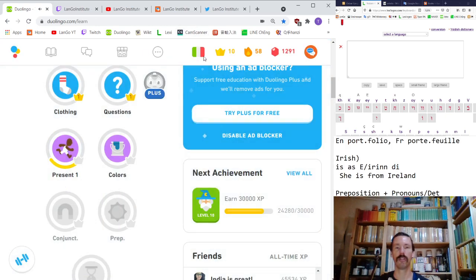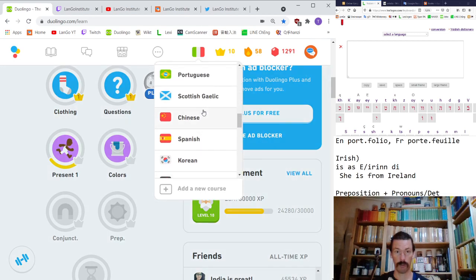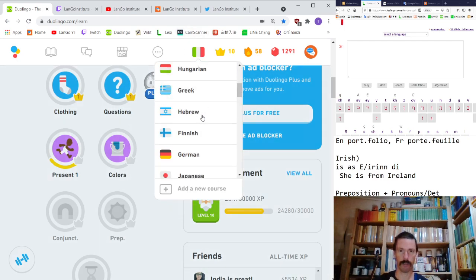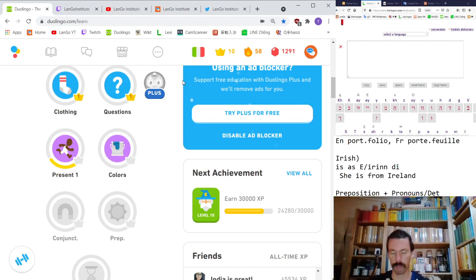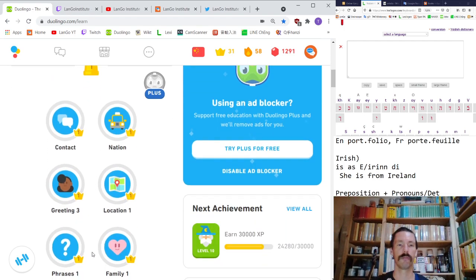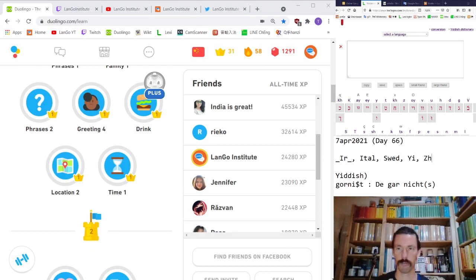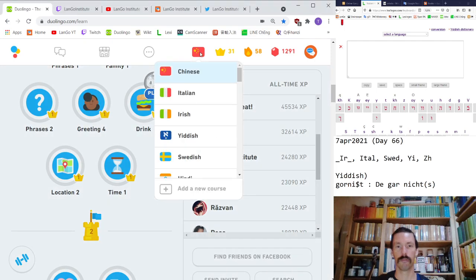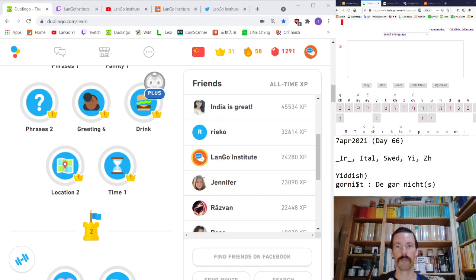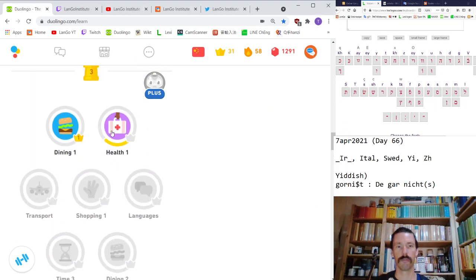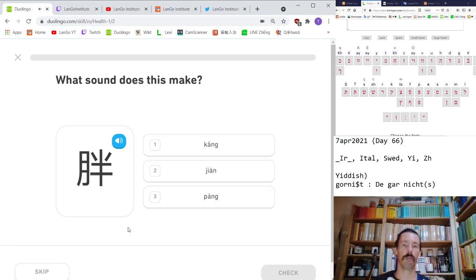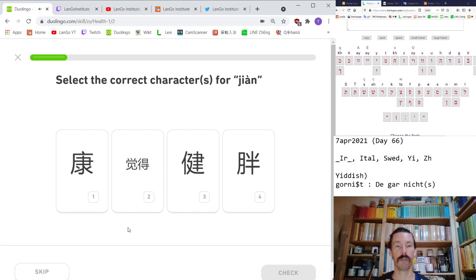Okay, let's change gears a little bit and do some Chinese next. Which also has been, well, halfway down the list. 胖, fat. 健, from left. 康, in the word for healthy. 觉得, to feel. 觉得健康, healthy. 胖, fat.